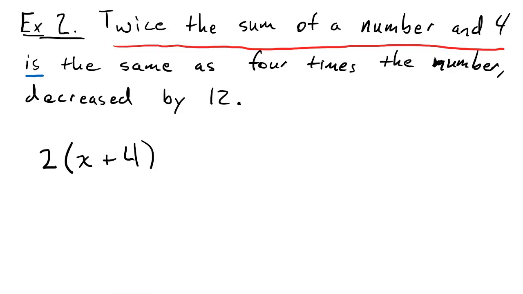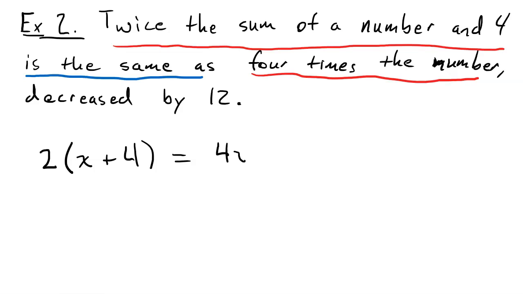Now we see the same phrase, is the same as, telling us to put an equal sign where we are. And then we have 4 times the number, comma, decreased by 12. So again, we have a phrase, 4 times the number, and then a comma. So this is going to tell us to write 4 times x first, and then decrease that by 12. So subtract 12.